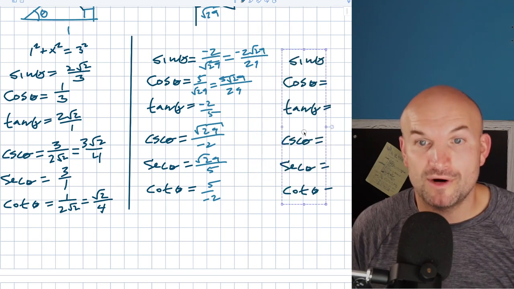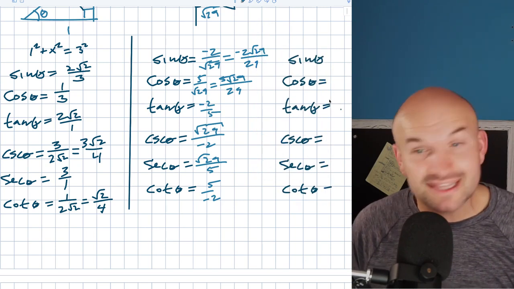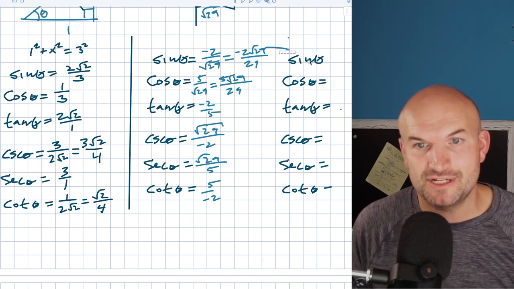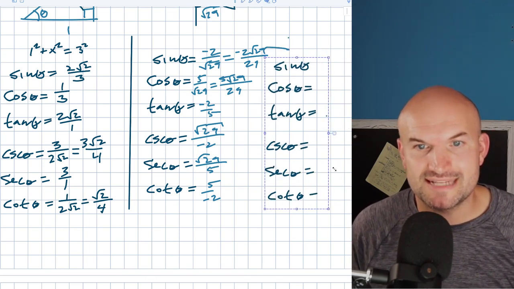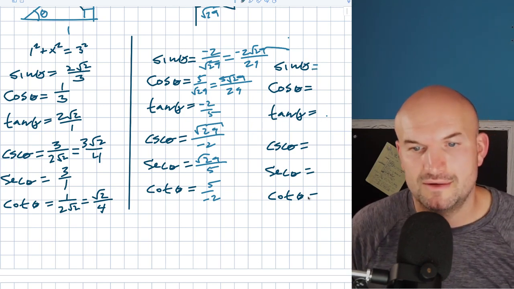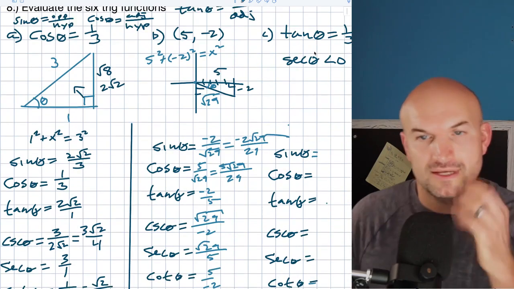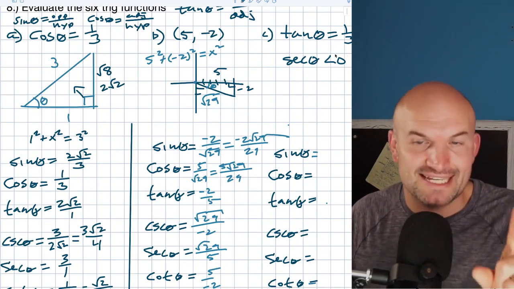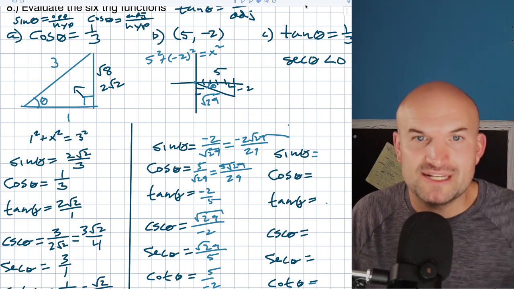All right, let's do one more. Now, this problem gets even a little bit trickier, because now we have a triangle, but in addition to having a triangle, we have a constraint. So we have tangent of theta equals 1 over 3, but it says secant is less than 0. So we have to understand, when is secant less than 0?